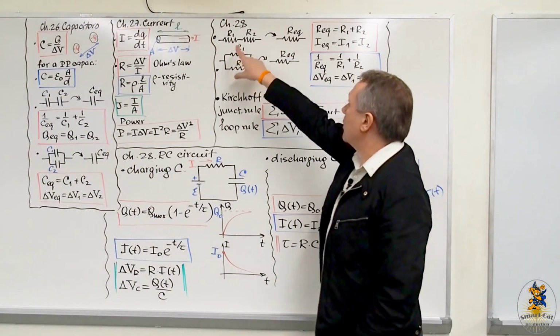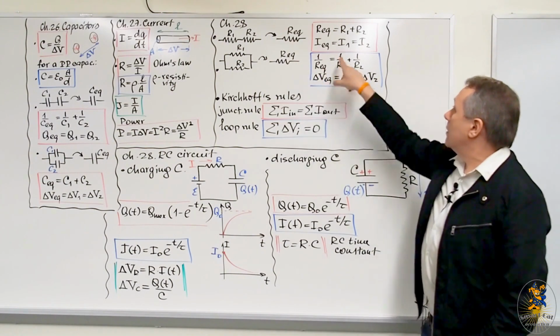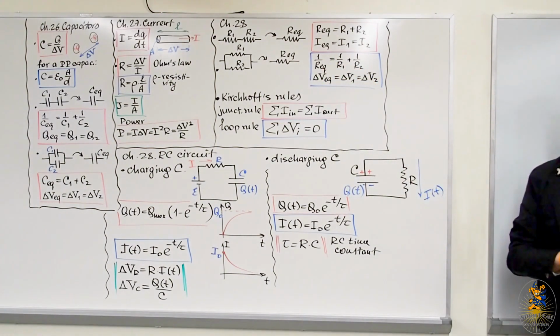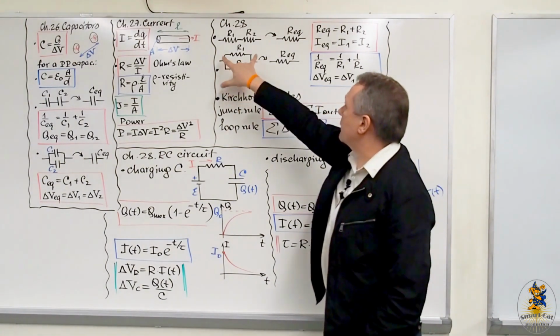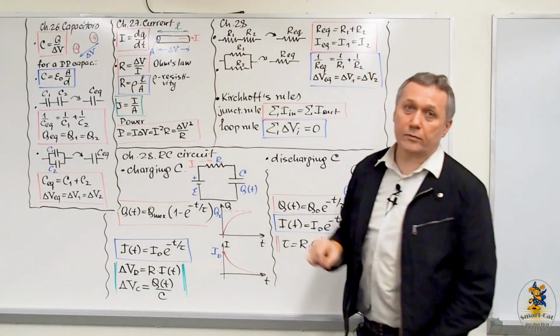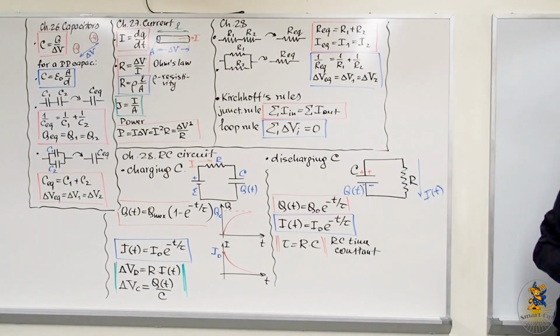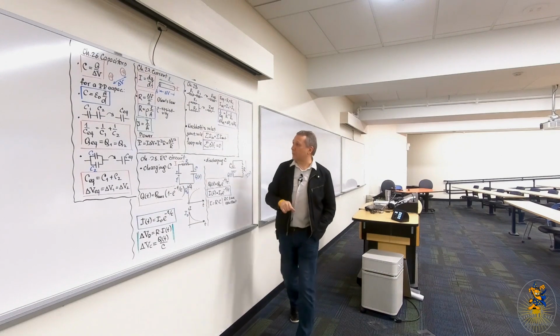Then, in case of resistors connected in parallel, this is the formula which can be used, reciprocals: 1 over R, 1 over R, 1 over R. And the potential difference across an equivalent resistor equals the potential differences across resistors connected in parallel. Again, we practiced that, but we will look at one more problem.